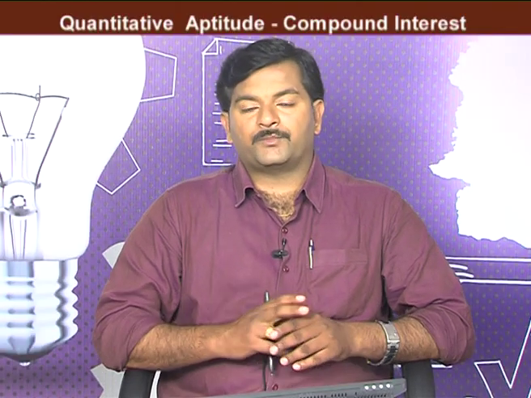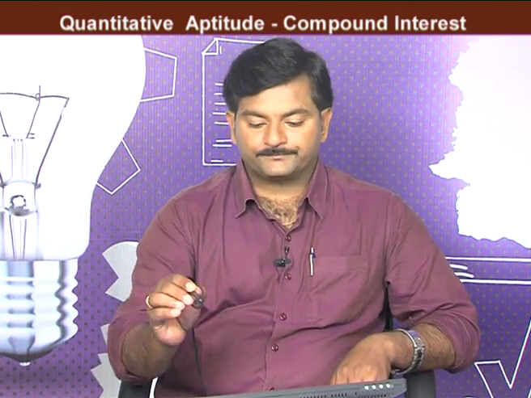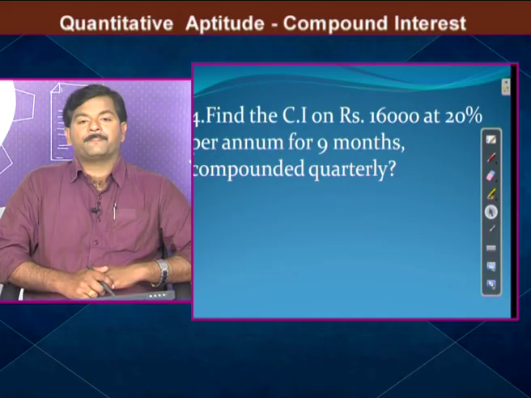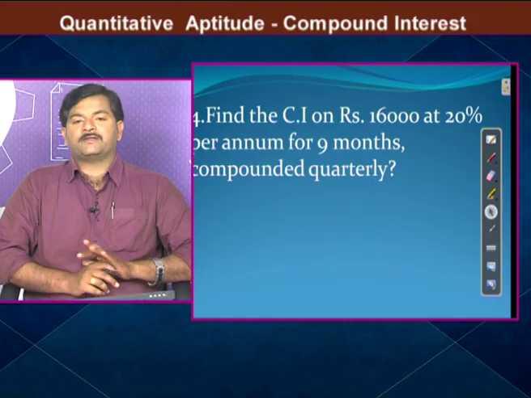Okay, I hope you understood. Keep this concept in mind. Now we will move to next question. Here it is the 4th question. Find the compound interest on rupees 16,000 at 20% per annum for 9 months, compounded quarterly. Yes, it's a very beautiful question.